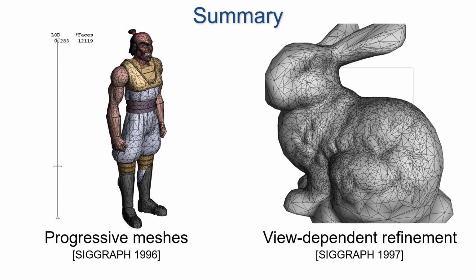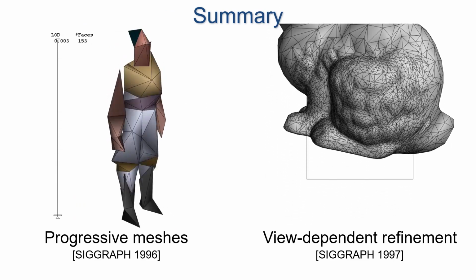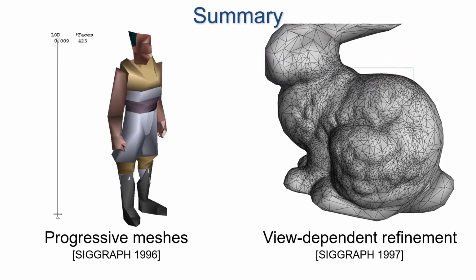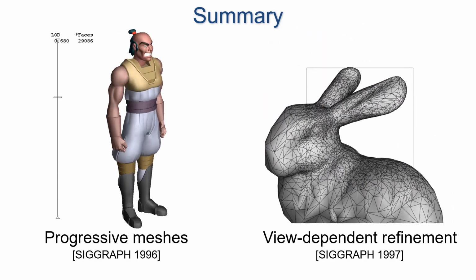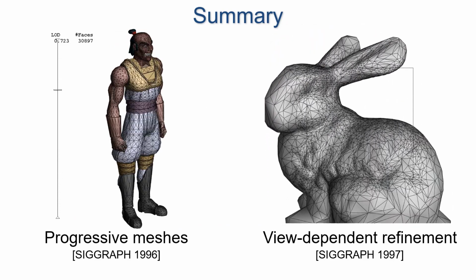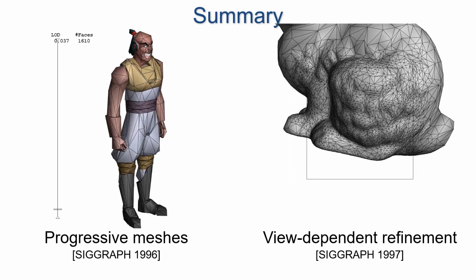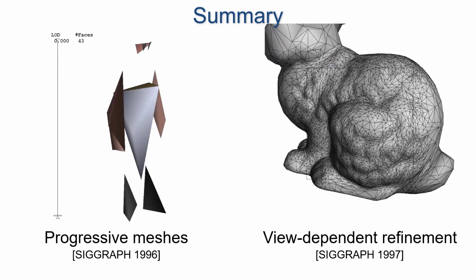Let me briefly summarize the paper. It builds on progressive meshes, a framework for level of detail control on arbitrary meshes, and view-dependent refinement, which allows adapting mesh complexity to the view frustum, shown here as the black rectangle.